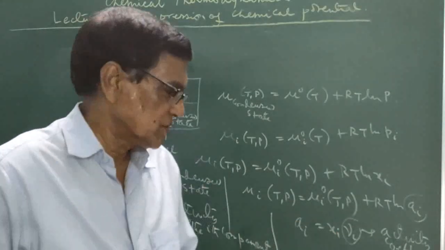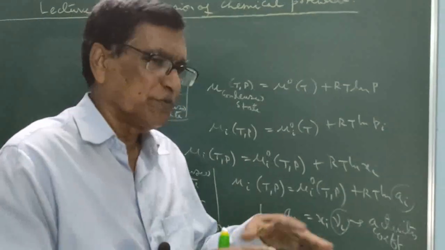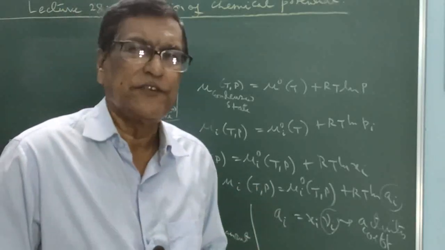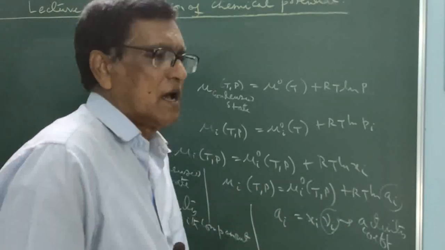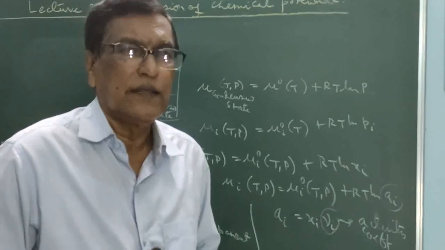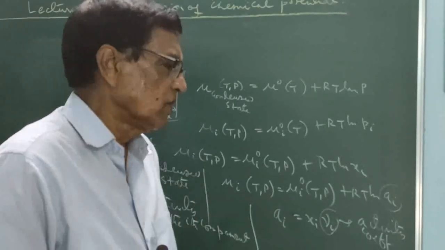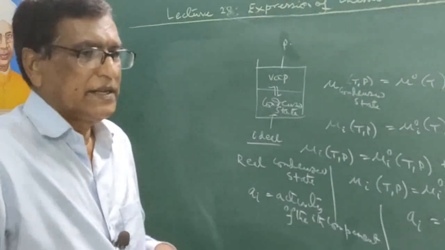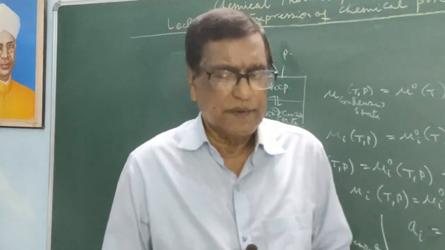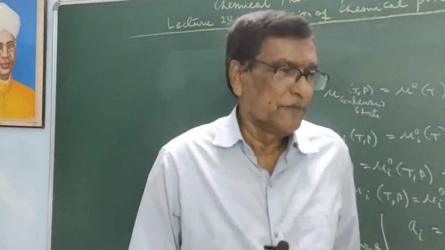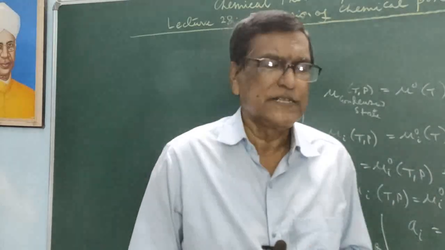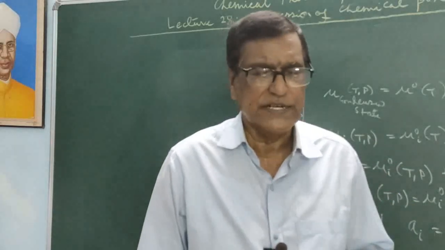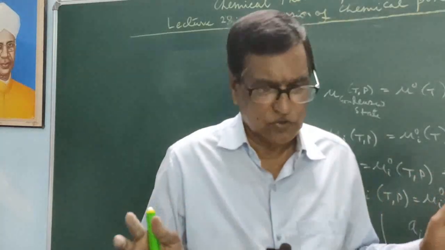There are several methods by which this activity coefficient could be measured, such as colligative properties, or in ionic solutions it is best expressed by the Debye-Huckel equation, the Debye-Huckel limiting law, etc. So this is all about the expressions of the chemical potential in terms of partial pressures and mole fractions, for the ideal system, for the real system, for the ideal condensed state, for the real condensed state, and so on.